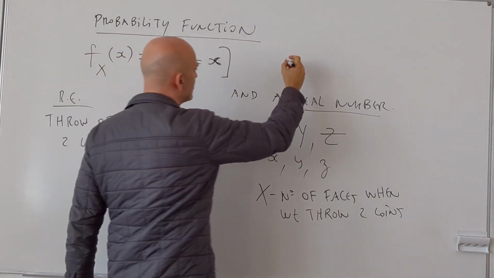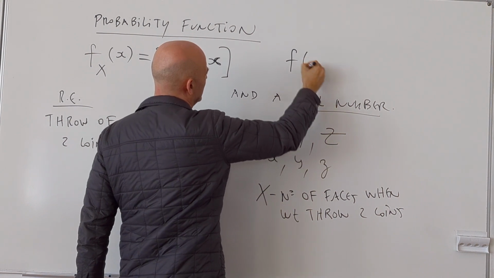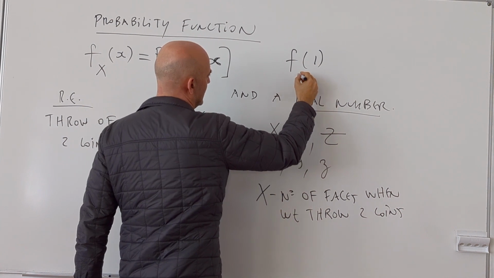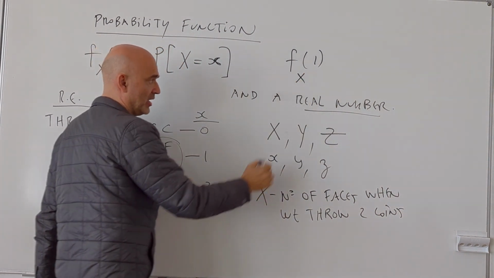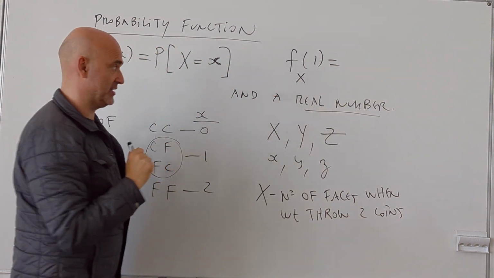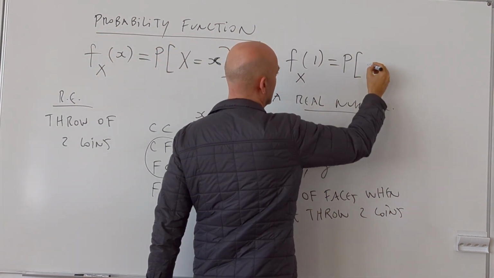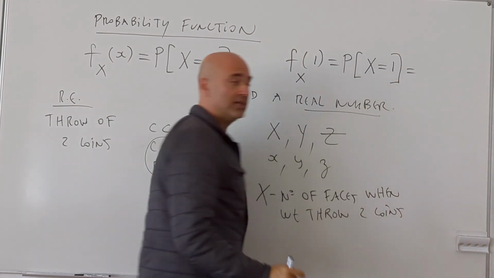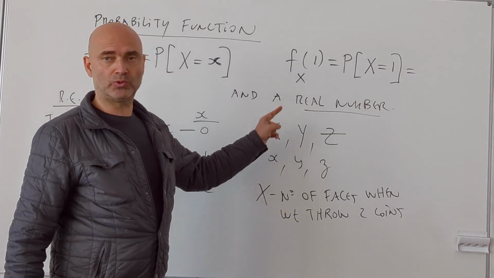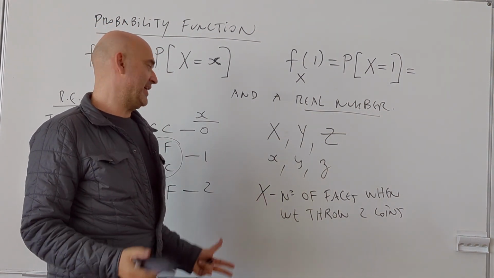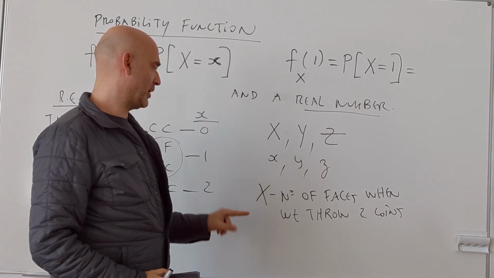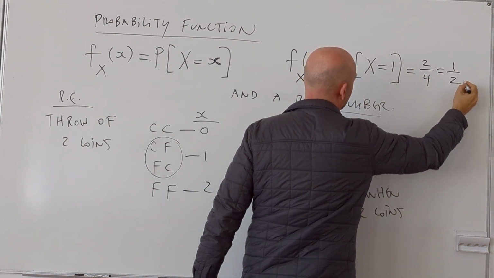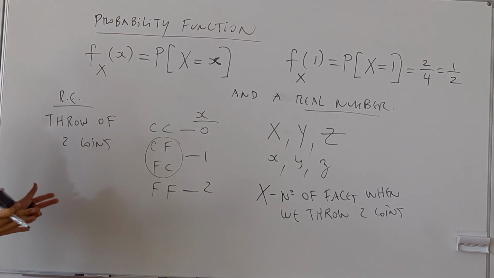For example, if I write a small f with the input equal to 1 for the random variable X, what is the meaning? The meaning is the probability that the random variable assumes a value equal to 1. So the probability that X is equal to 1 is the probability of obtaining one face when we throw 2 coins. The probability is 2 divided by 4, or we can write 1 divided by 2. Okay? So this is easy.